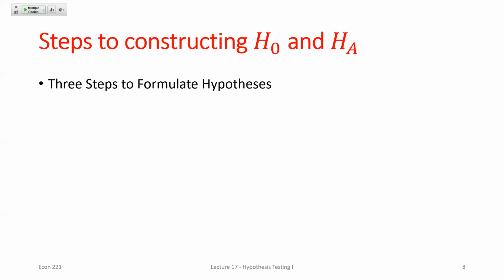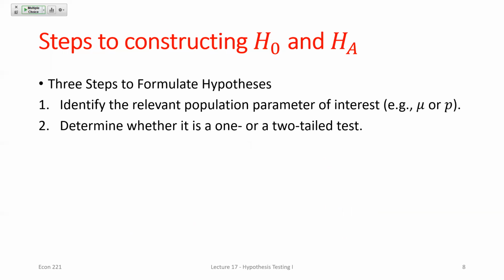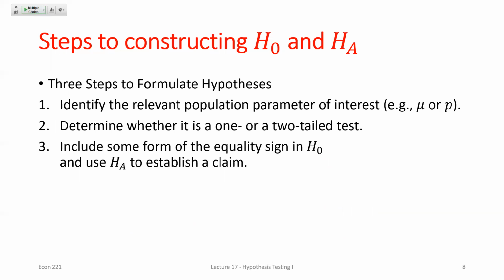All right. So we're going to identify what parameter we're interested in, either the mean or the proportion. Hopefully it's pretty easy to do this one. We identify if we're looking at a mean or proportion. You then determine whether or not you have a one or two tail test. And then we'll always include that equality in the null hypothesis.